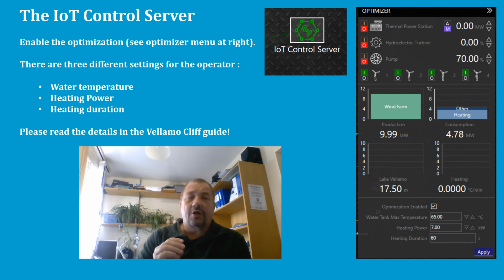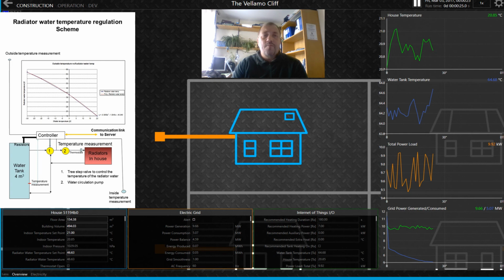Once we get the artificial intelligence shell up and running, then a totally new window of opportunity will open to make the optimization smart. So please stay tuned, and meanwhile remember to read the written guide about Vellamo Cliff. The current measurement values, etc., of the houses can be viewed in the Construction tab. Use the lens to zoom in on the house of interest and click on it to view the data.